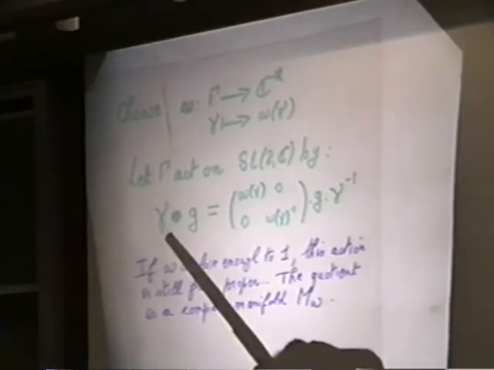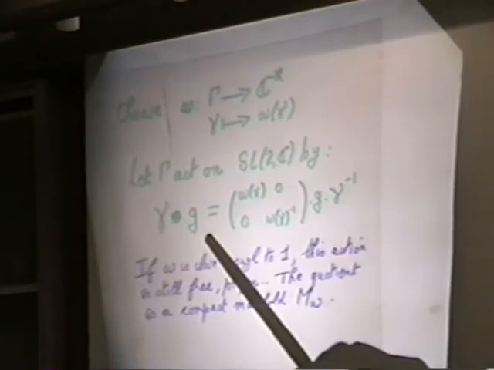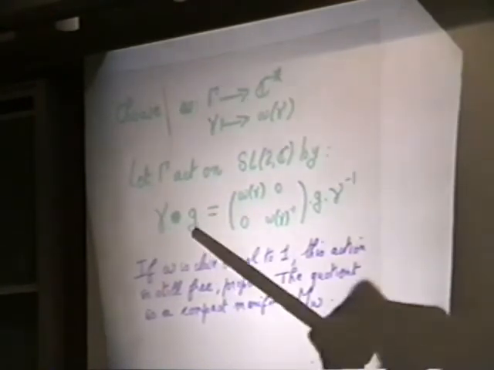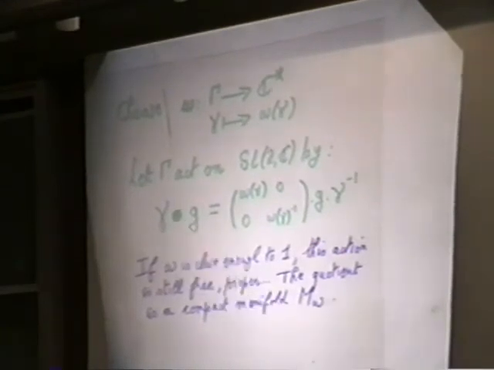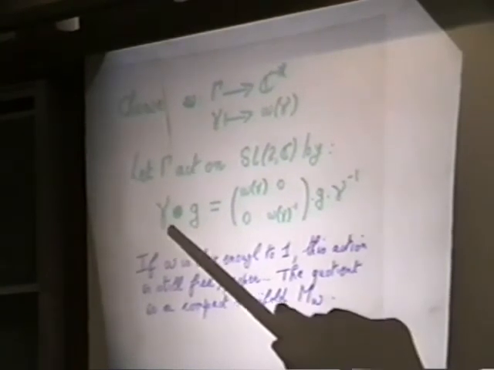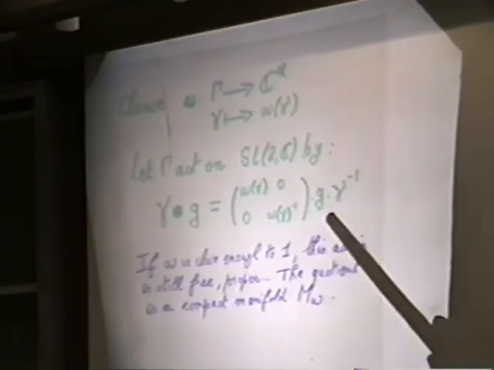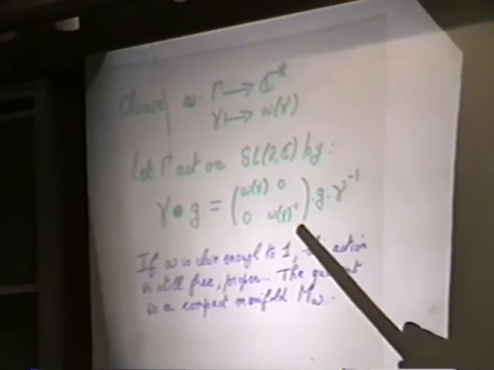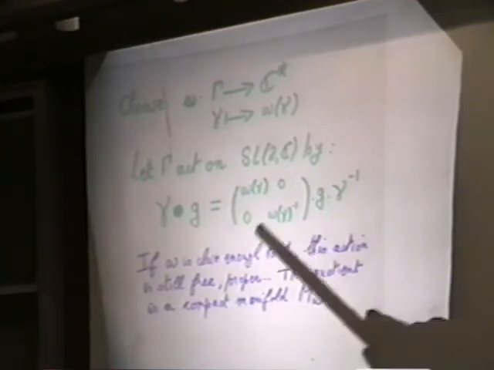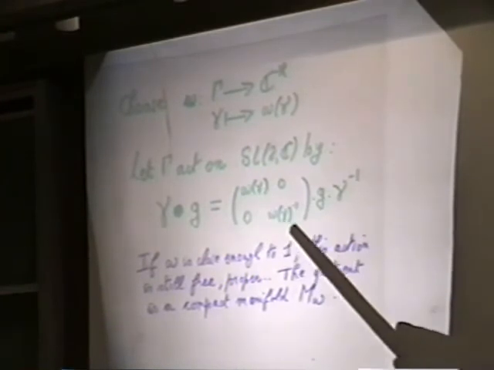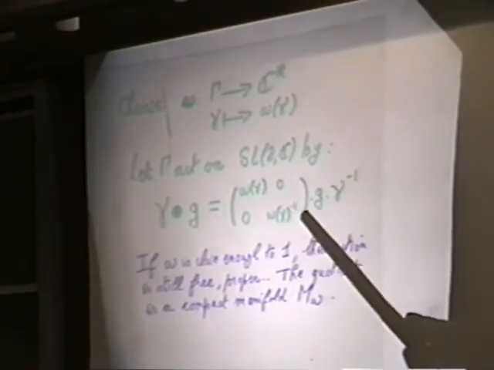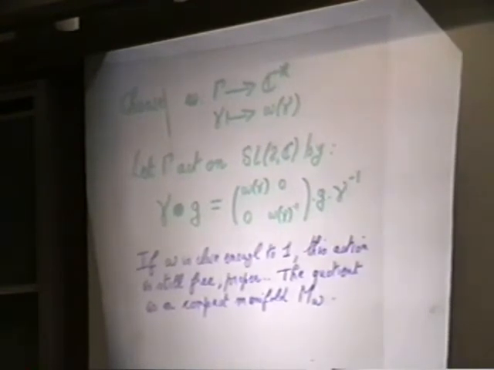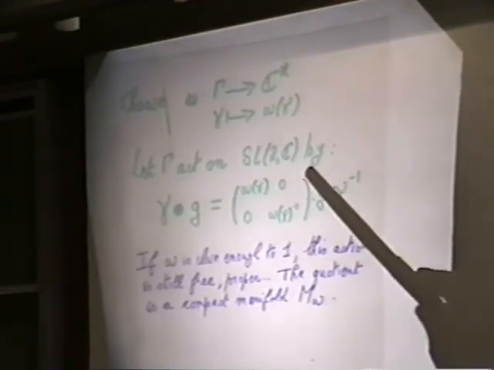So an element gamma in gamma acts on an element g in SL2C, and this is a thick point, meaning that I changed the action. The new action is this. The action of gamma on g is obtained the following way. First, you multiply it on the right by gamma inverse. And then you multiply it on the left by the diagonal matrix omega of gamma inverse. So this is a nice action of the group gamma by biholomorphisms on SL2C.